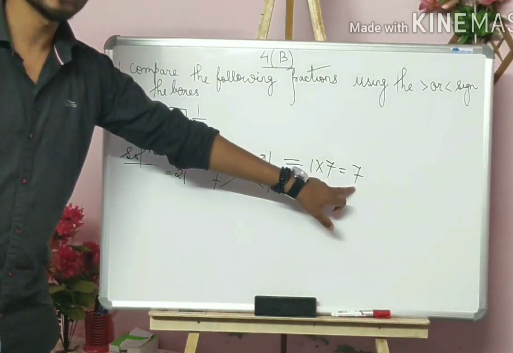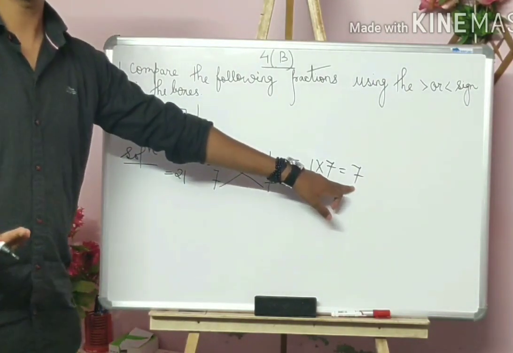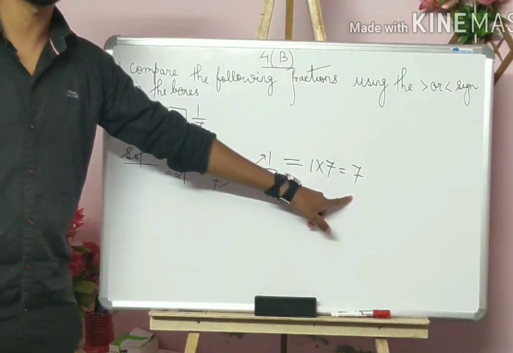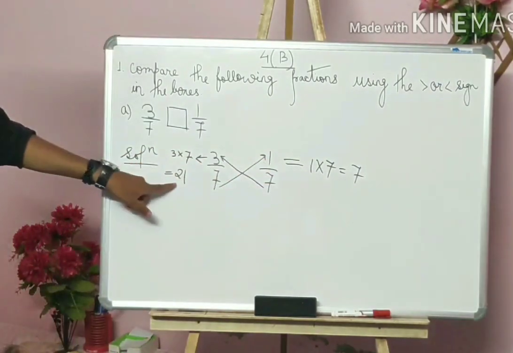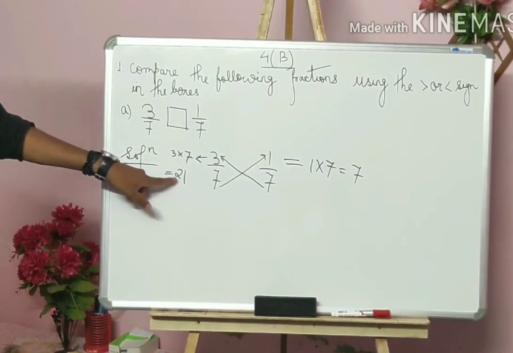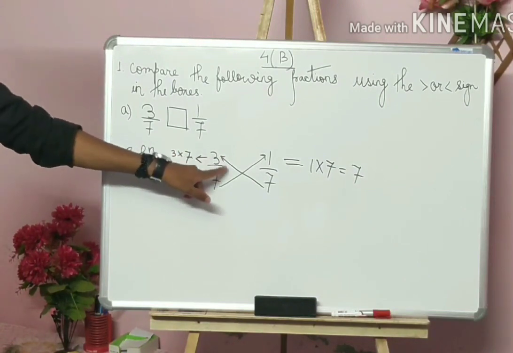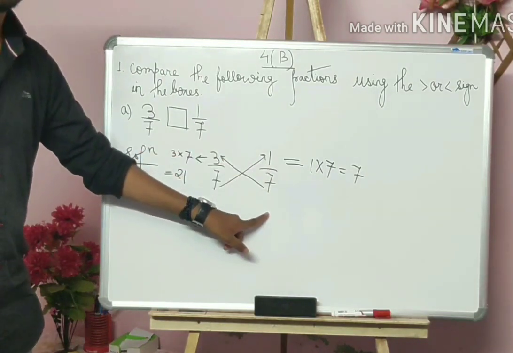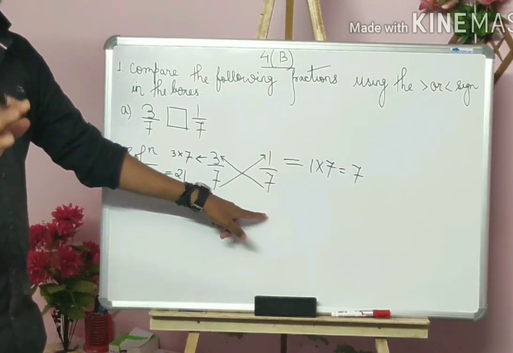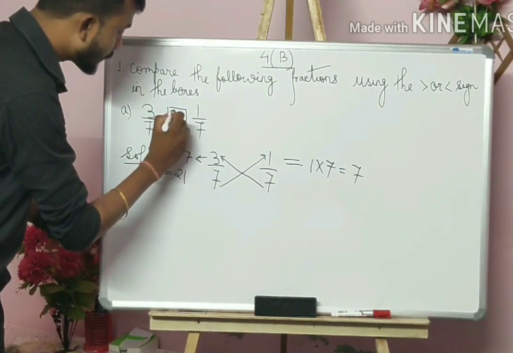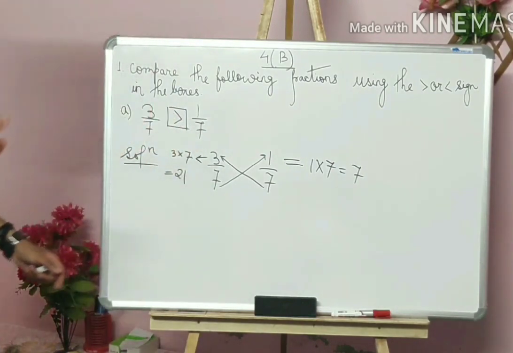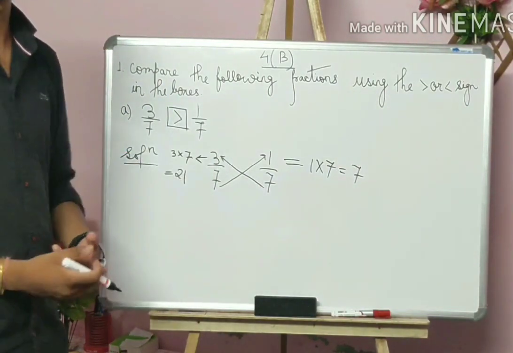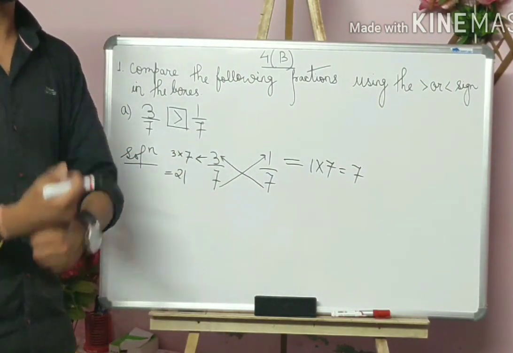Now you can just see which one is greater, 21 or 7. 21 is greater, 100% sure. So 21 came for which fraction? 3 by 7. That means 3 by 7 is greater than 1 by 7. That's it, it's very simple. So we will give the greater than sign here. If you have any doubt, we are going to do 2-3 more questions, and it will be clear in those questions.